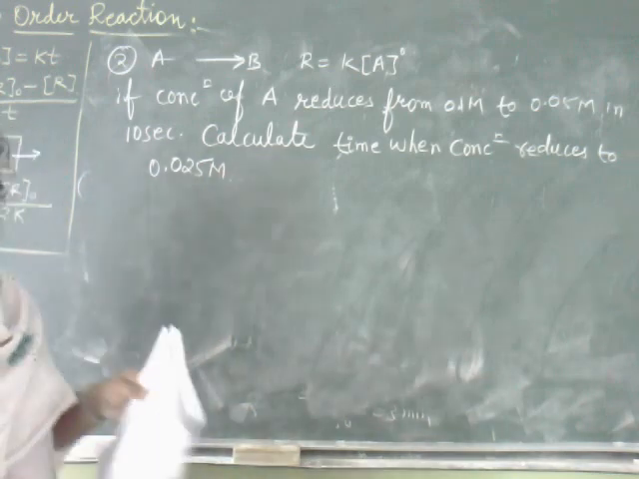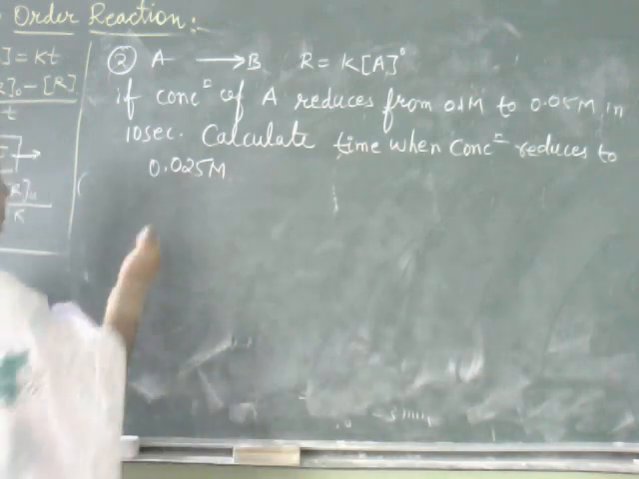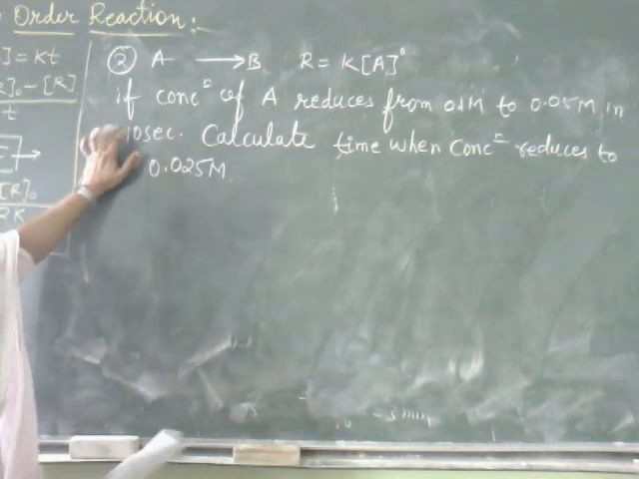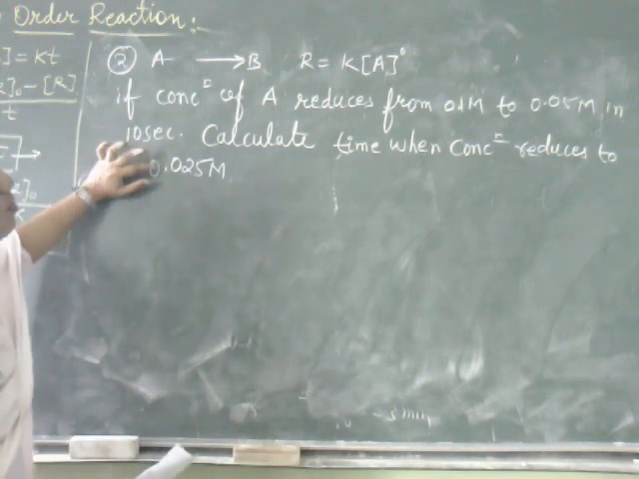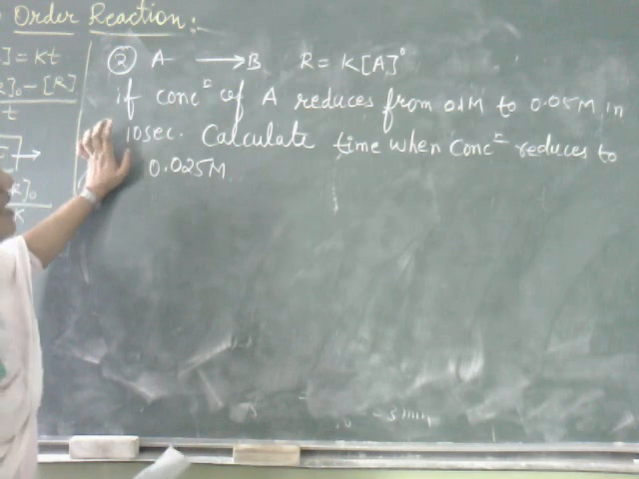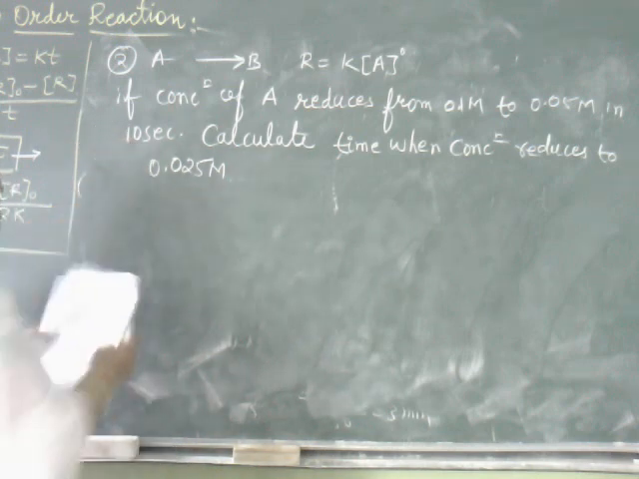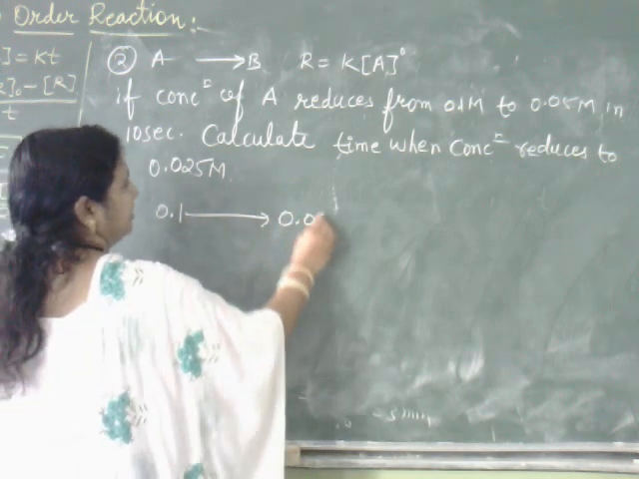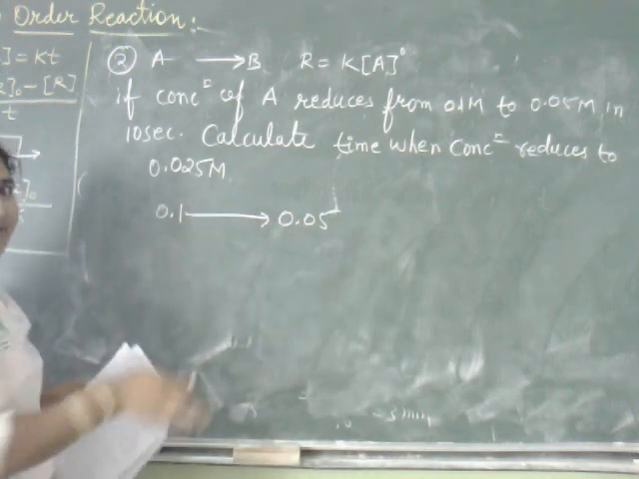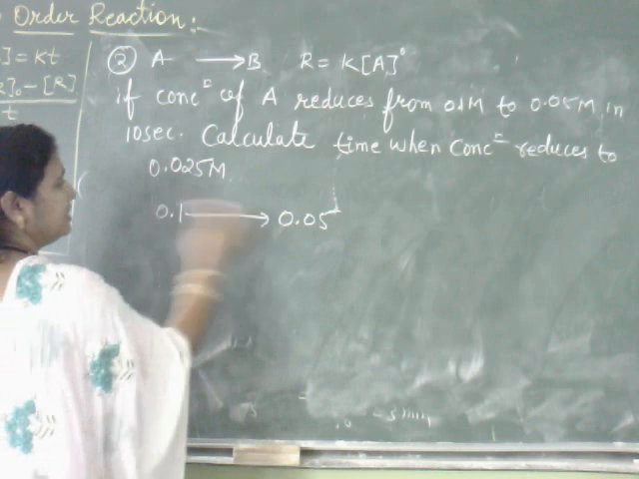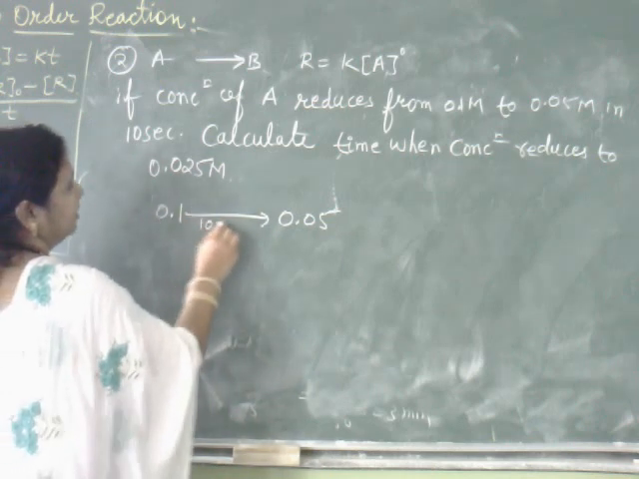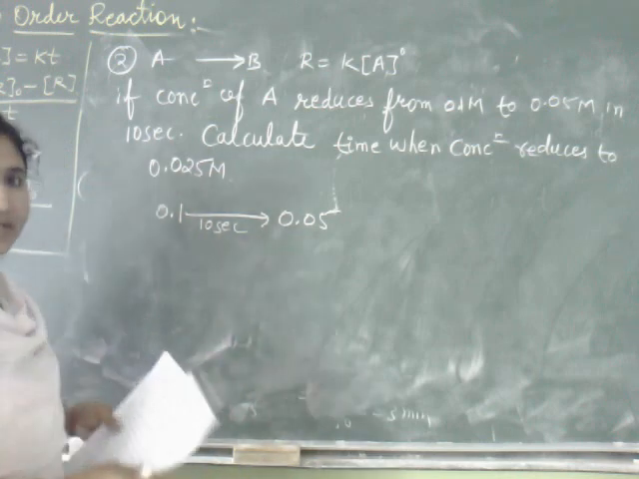Okay, 0.052 M. See here, this is a zero order reaction. If the concentration of A reduces from 0.1 to 0.05 M in 10 seconds, how much has it reduced? Half. So the time given here is 10 seconds, and 50% has reduced.